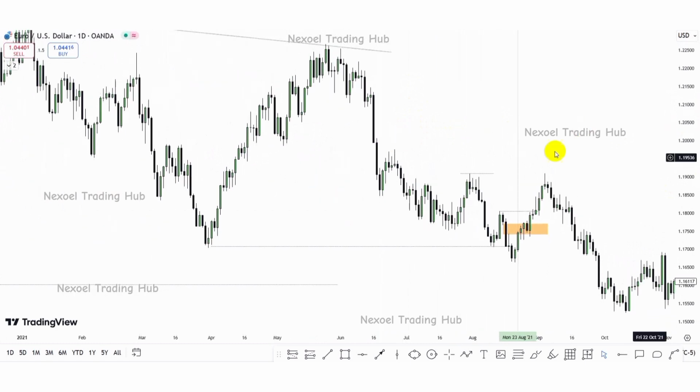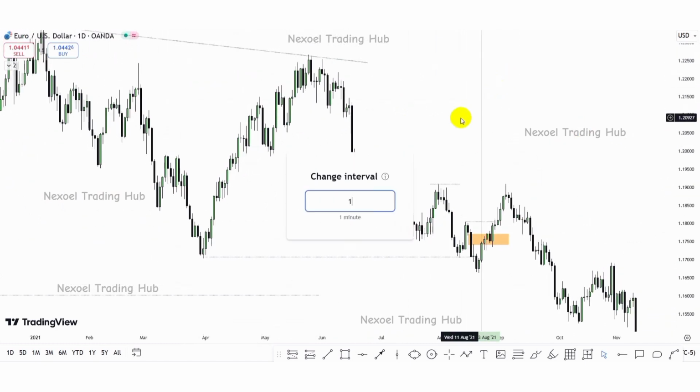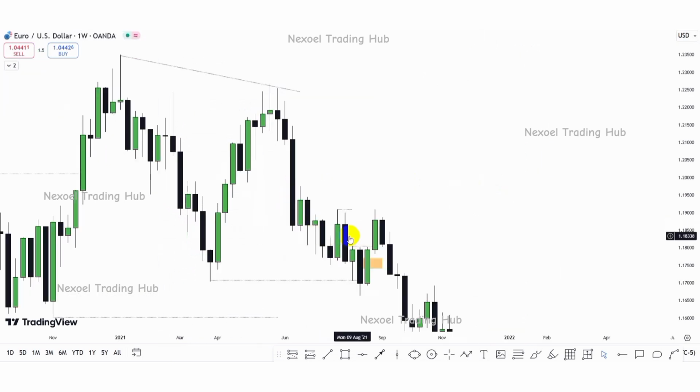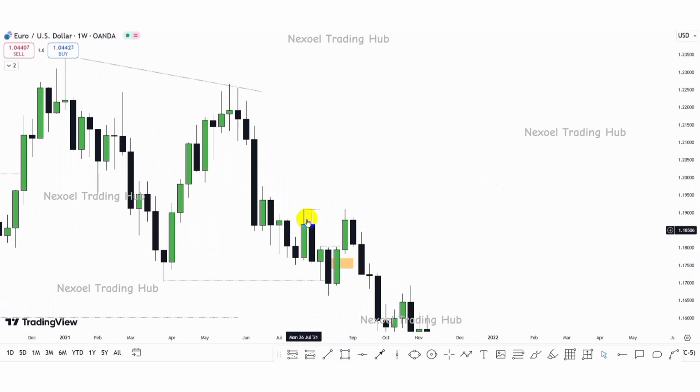Let's look at the weekly time frame. You can see something here. You can see that the inducement you are looking at is the ideal inducement from the higher time frame. Here from the weekly time frame, this is not the inducement. It is this one, the inducement. You can see it is this one.